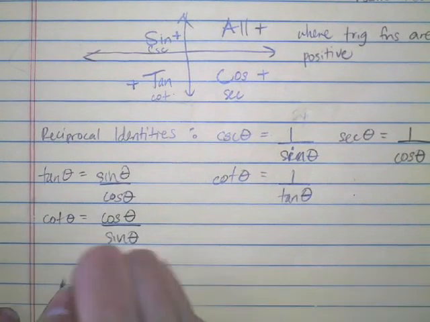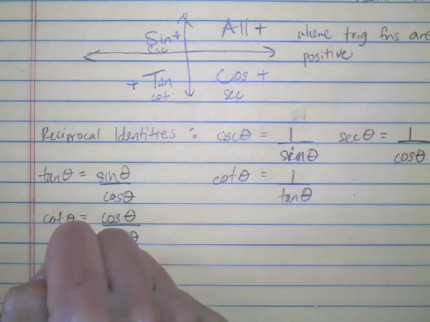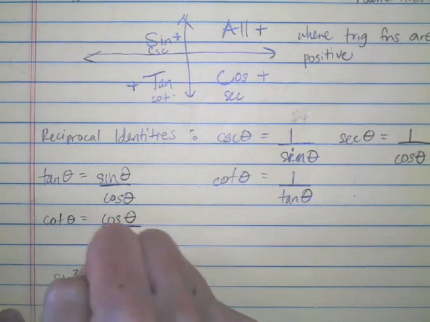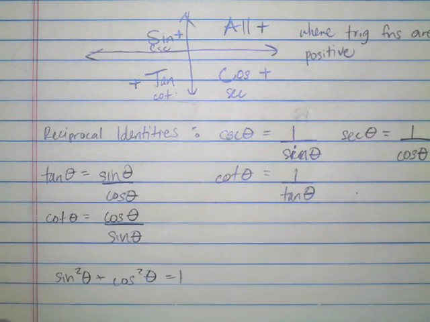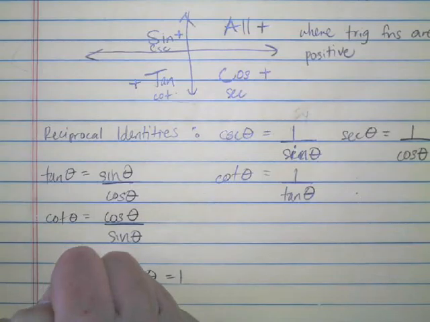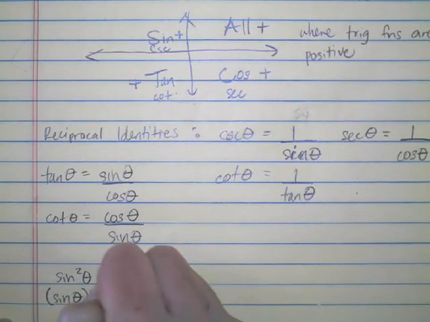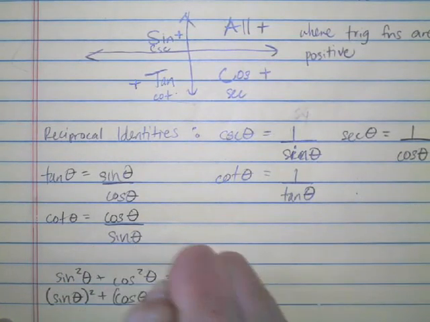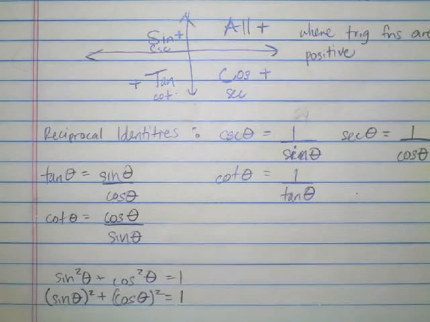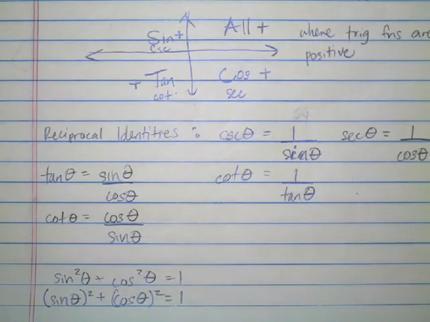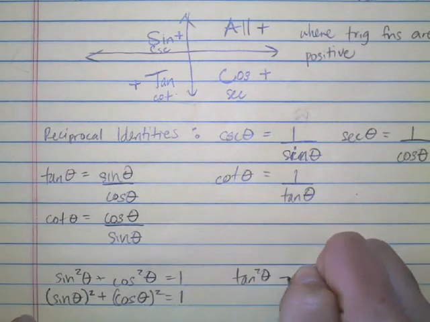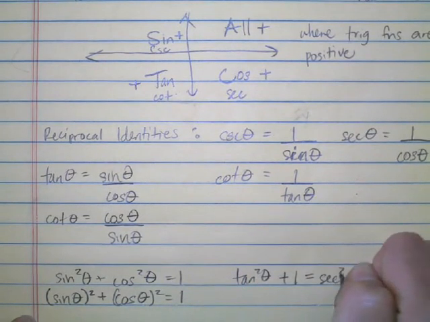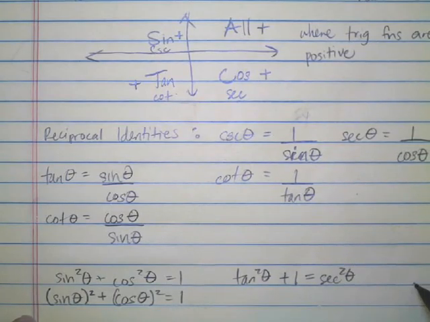The very last thing we discussed was the Pythagorean identities. Sine squared theta plus cosine squared theta equals 1. I remember there was a little confusion. That means sine of theta squared. So you take the whole sine and you square it. You take the whole cosine and you square it and you get 1. And there are 2 more of those that can be used.